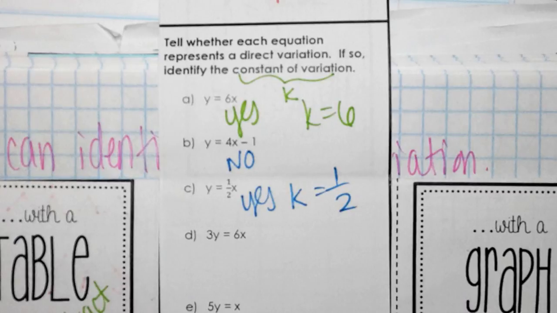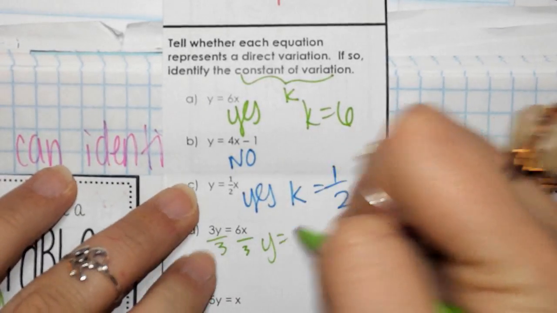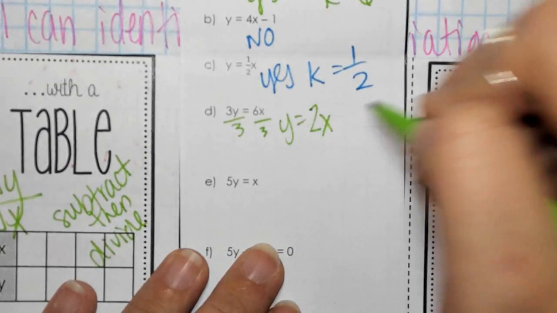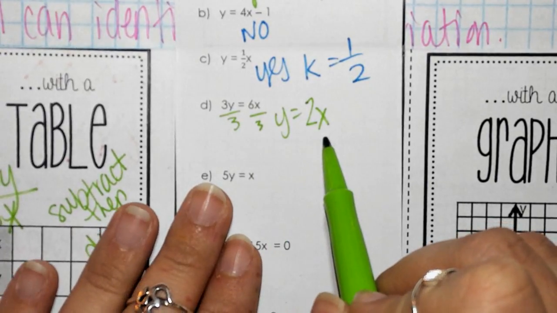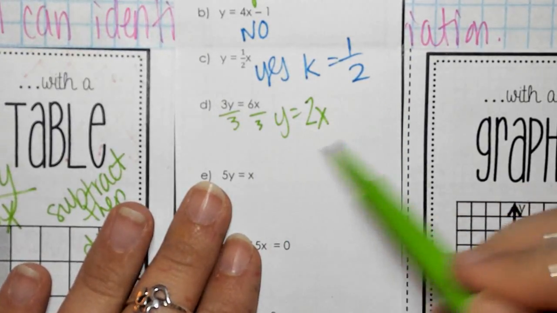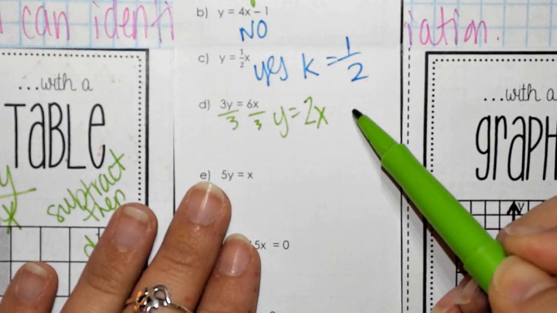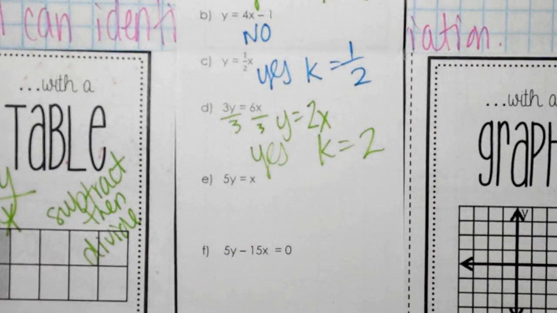What about D? First, we have to get y by itself. How would we get y by itself? Divide by 3. Awesome. If you said divide, take a point. So what's 6 divided by 3? 2. Now, is this a direct variation? Do we have a y-intercept? We don't have a plus anything. So this is a direct variation. Yes. And what does K equal? 2. Awesome.